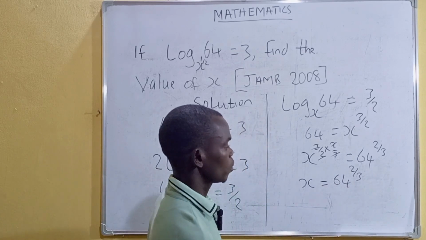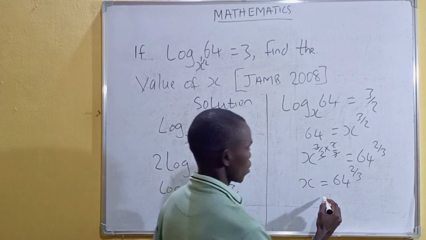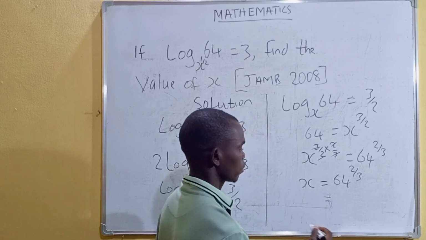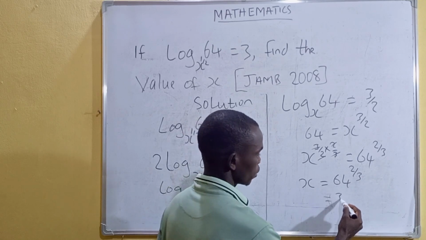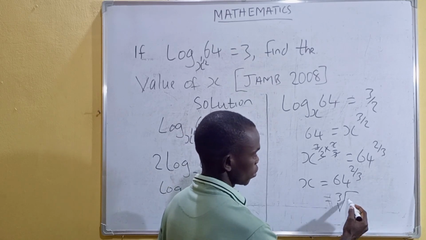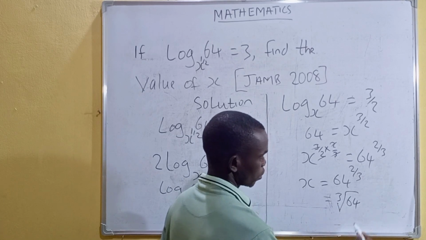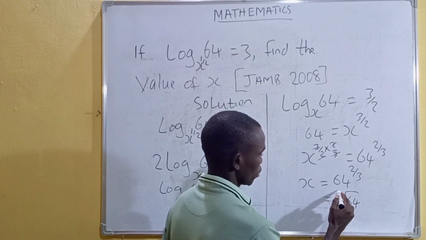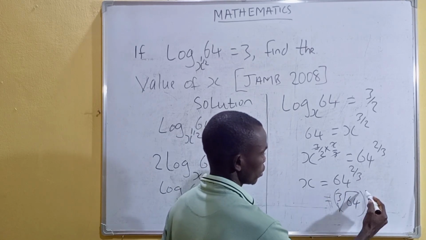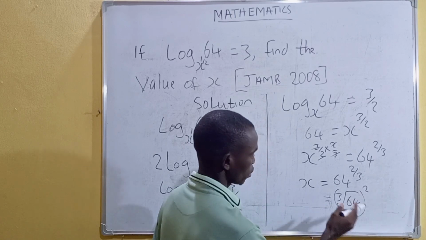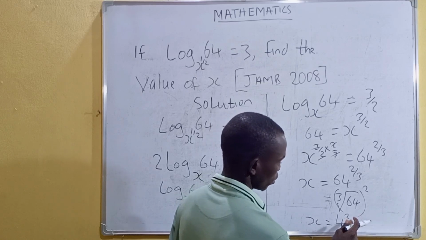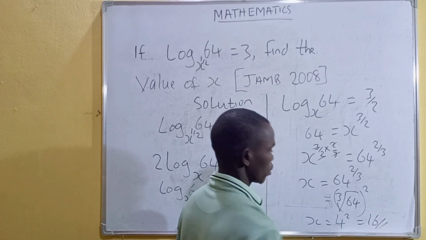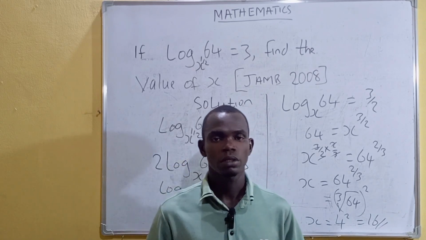And from here now, we have fractional indices. And from our previous class of indices, we said that this, we call it the root, which rests at the back of the root of 64, all raised to the power of the numerator. And the cube root of 64 is 4 raised to the power 2. s will now be 16. This is our answer to this question.